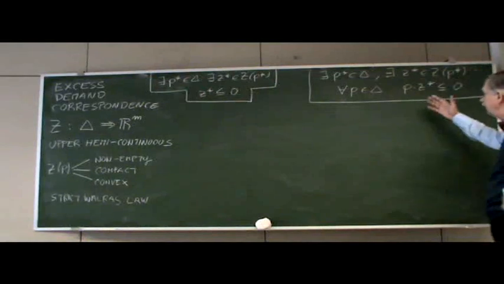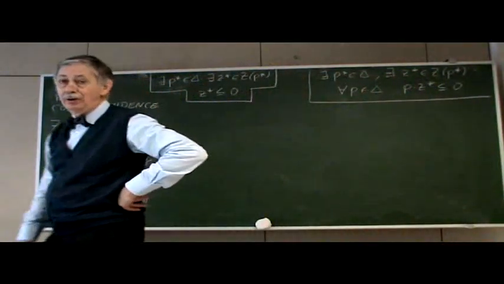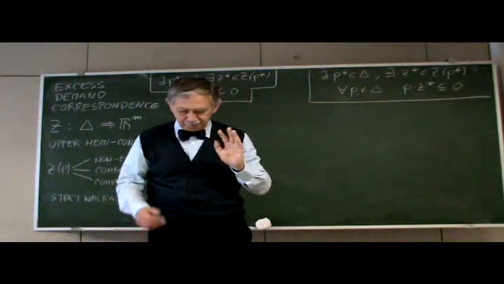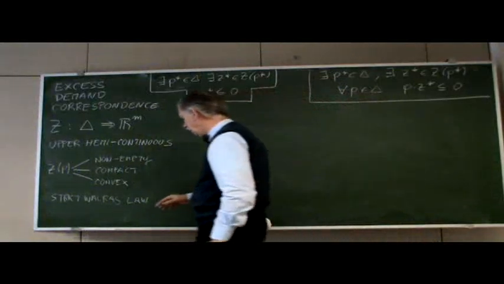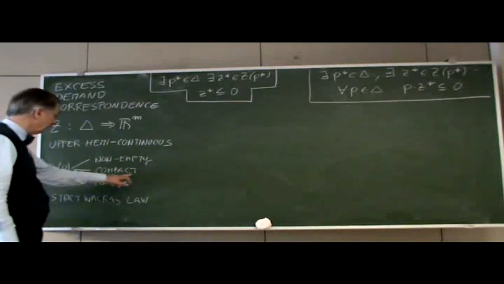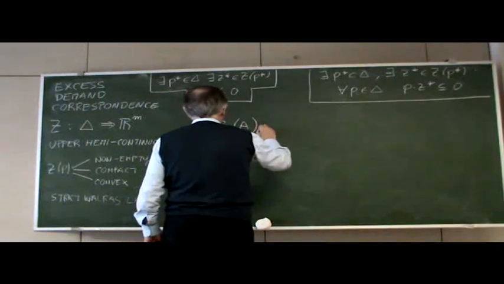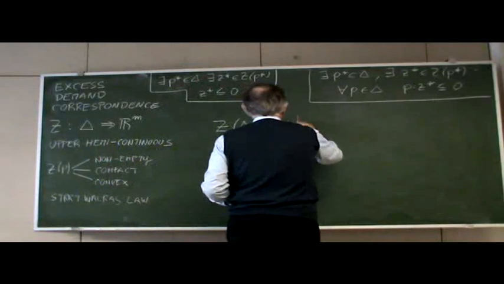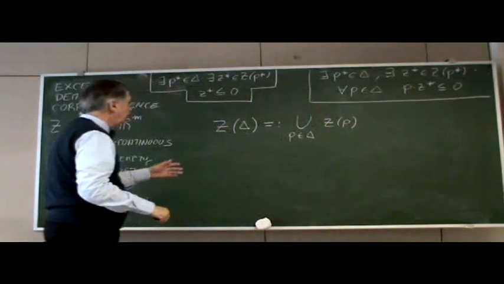When you succeed in proving this lemma, our theorem, as we shall see afterwards, follows almost immediately. So, let us prove this preliminary lemma. First result is the following. Since for every P, Z of P is a compact set, and Z is an upper hemicontinuous correspondence, the total image of delta by means of Z is likewise a compact set.